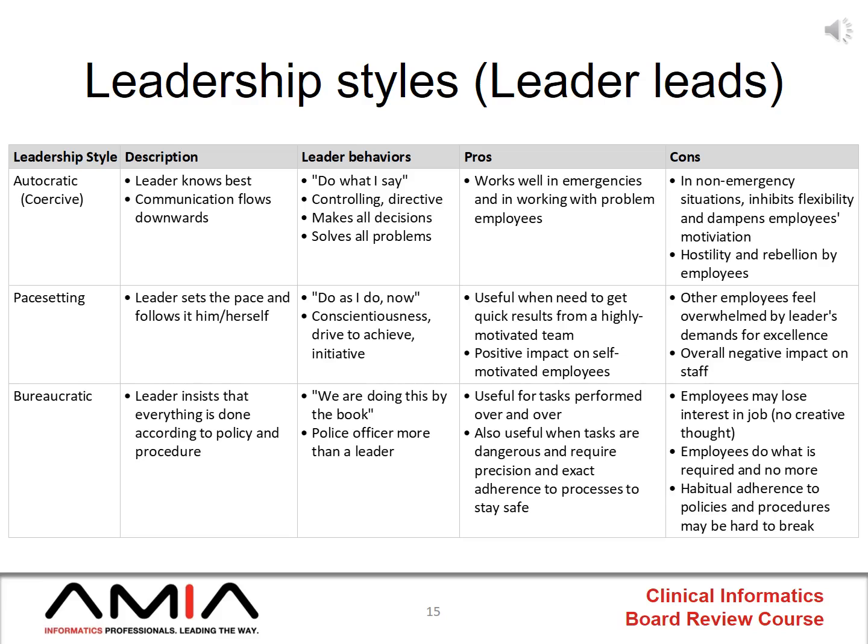The next leadership style is bureaucratic. In the bureaucratic style, much as the name implies, the leader insists that everything is done according to policy and procedure. In this leadership style, the leader is acting more like a police officer than a leader. Having said that, this leadership style can be useful for teams that are required to perform repetitive tasks with a high degree of accuracy, particularly when failure to follow protocol can result in a dangerous situation. Improperly applied, this leadership style can cause employees to lose motivation and to do only what is required of them.